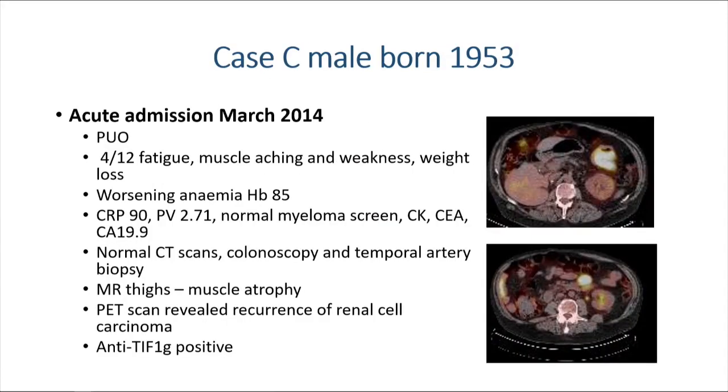And just again to show you the case, this is another patient of ours who presented a couple of years back now with fatigue, muscle aching and weakness, weight loss, severe anemia, high inflammatory markers. He was thoroughly screened for cancer. He had this anti-TIF1 antibody, and eventually a PET scan shown in those slides on the right demonstrated a recurrence of a renal carcinoma. It's highlighting a section of bowel and a lymph node on the bottom slide. So he had a recurrence of a previous renal cell carcinoma. Good end to the story, that was able to be resected, and actually he's doing very well, his symptoms have resolved. So there's a good news story attached with it.